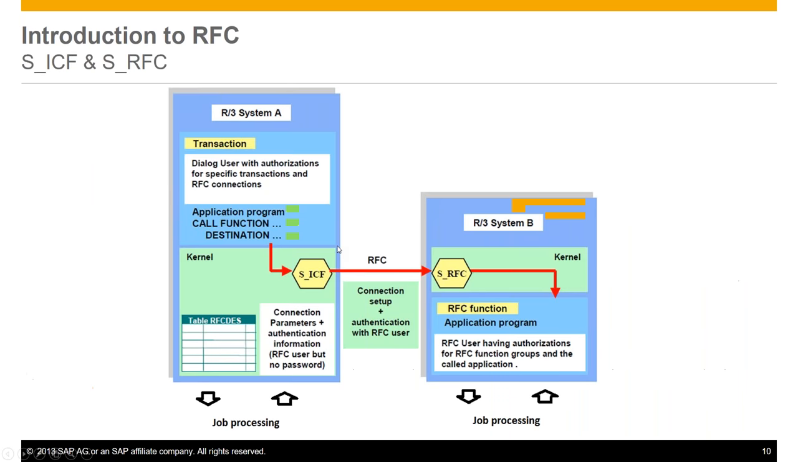So that's RFC, how it works. The user on application system A starts some transaction which is programmed and capable of calling function modules via destination. In the extreme case, for example, of transaction SE37, the user can even choose which function module and choose which destination he wants to run it against.